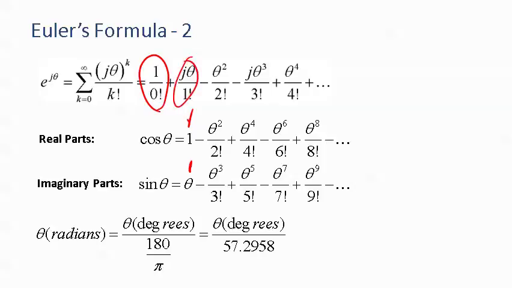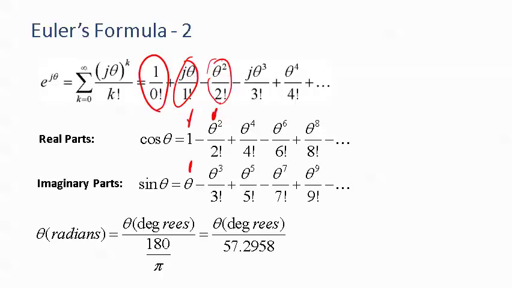In the third term, where k is actually equal to 2, we're dividing by 2 factorial, which of course is 2, and we're going to have (j theta) squared. Well, j squared is minus 1. Therefore, this is going to be a real number, theta squared, but negative because of the j squared. And that's our next term. And that is a real number, so it goes here, and it's minus.